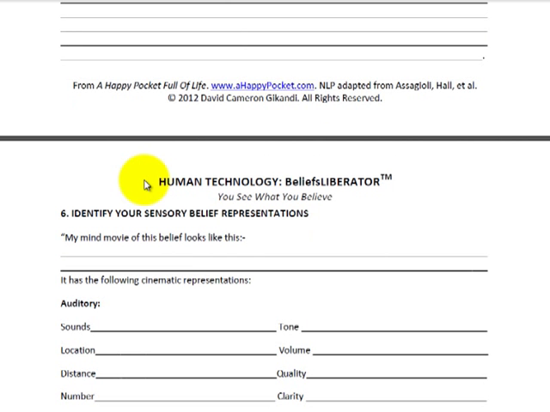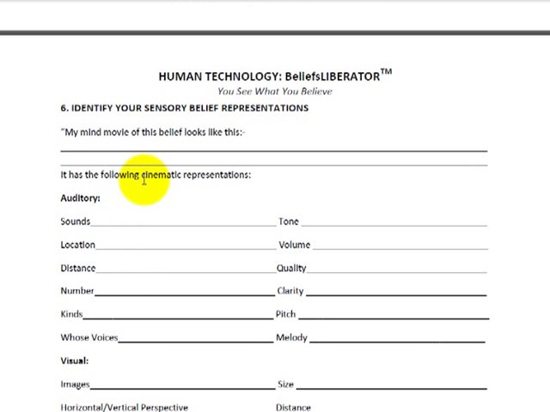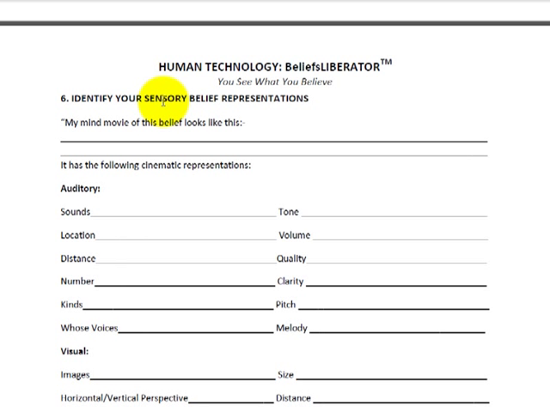So let's see what's next. The next one is to identify your sensory belief representations. In other words, you do actually have a mind movie of your belief, when you're kind of absent-minded and you're running this movie in your head based on that belief. We all do that, so it's very familiar. We all daydream and run these funny little movies in our minds. So for this negative belief, what does your mind movie look like?